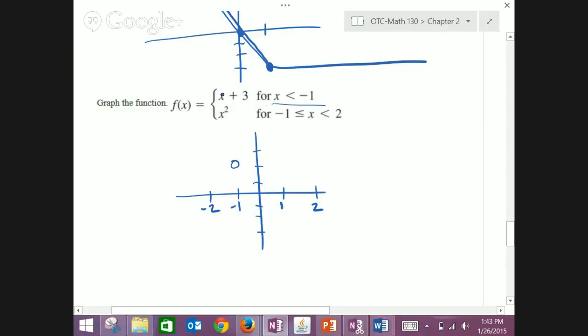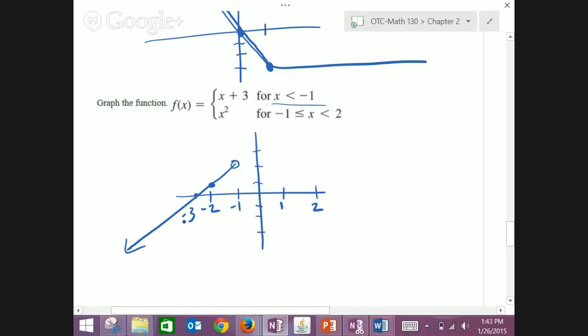My slope is still positive 1 though, but if I plug in minus 2 plus 3, that gives me a positive 1, right? So all I need is 2 points. Connect those 2 points and go. My scale's a little off. This would be minus 3.